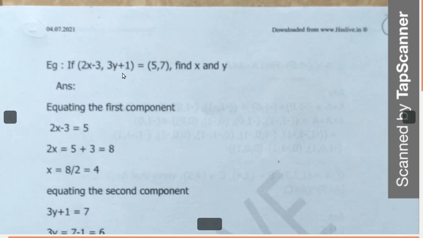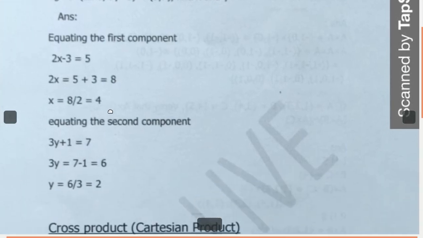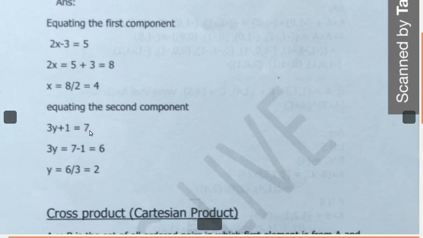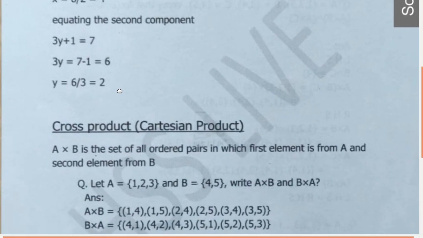Similarly, the second component: 3y plus 1 equals 7. So 3y equals 7 minus 1, that is 6, or y equals 6 by 3, that is 2. So that is all about the question.